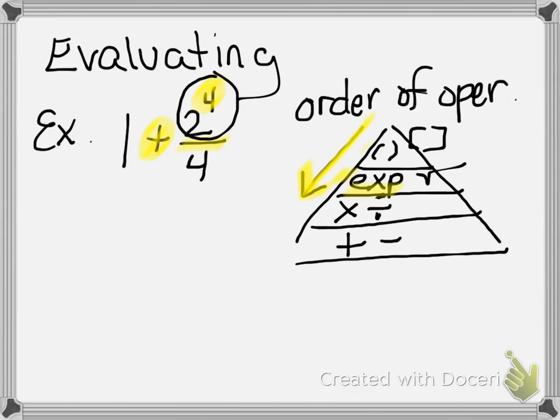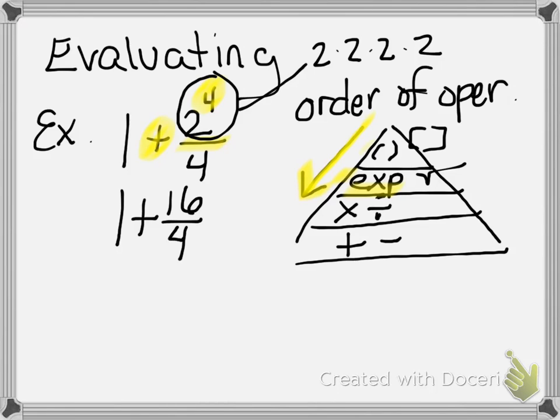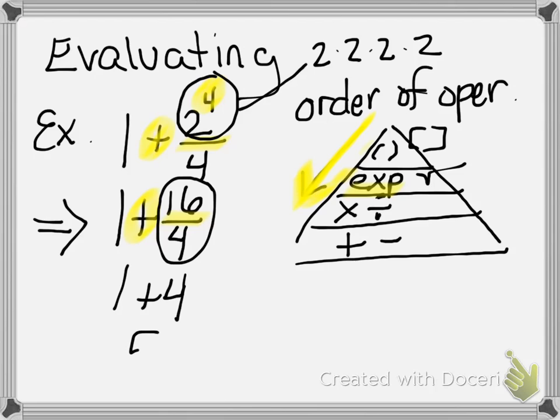This part, 2 to the 4th, means 2 times 2 times 2 times 2. So 2 times 2 is 4, 4 times 2 is 8, 8 times 2 is 16. So I'm going to rewrite this as 1 plus 16 over 4. If you rewrite your problem each time you simplify one little thing, then you tend not to make so many errors. Now I only have 2 operations, addition and division. Which comes first when you come down this pyramid? Division. So I divide 16 by 4, which is 4. And the last part, I add 1 to it, so I get 5. So you just have to think about that order of operations.